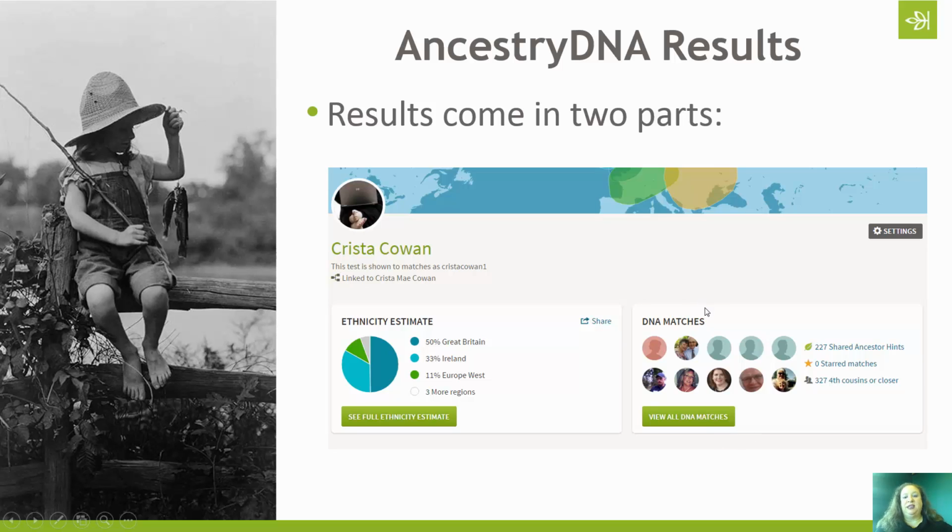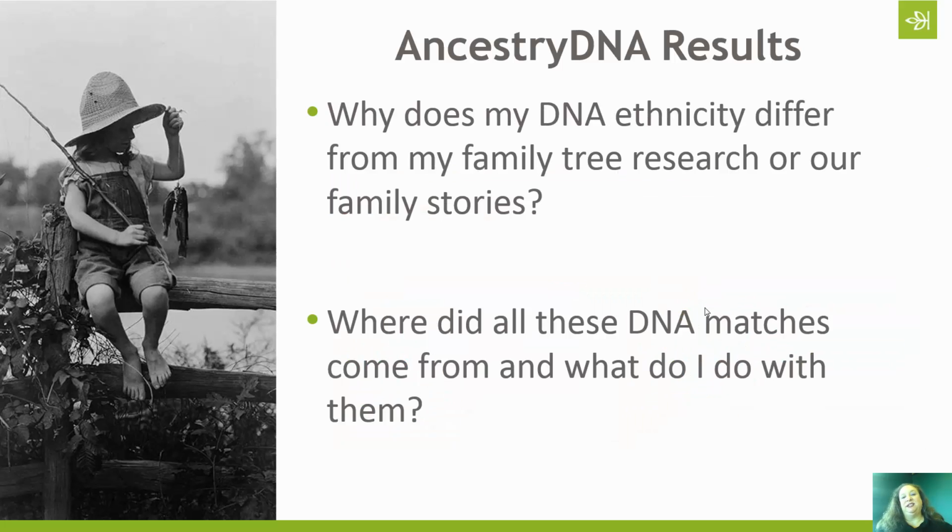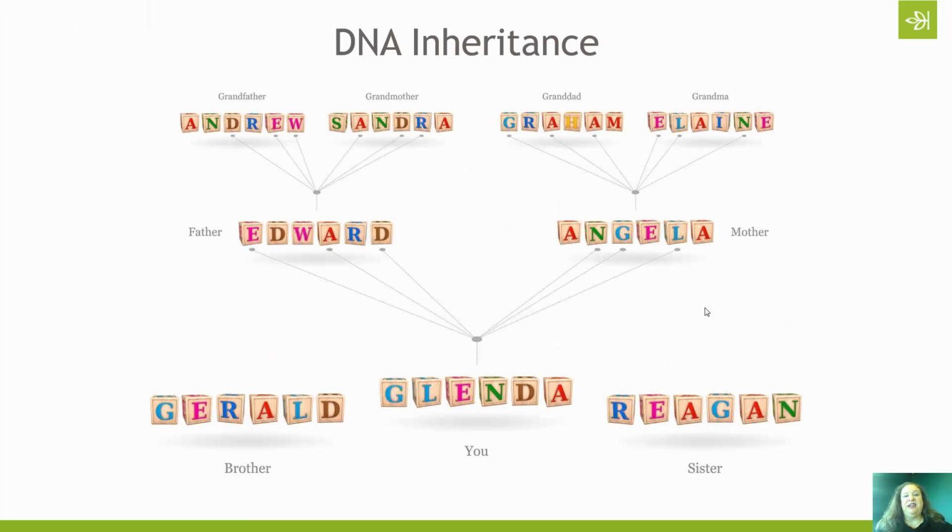We'll talk about the ethnicity estimates in part 1 today, and then we'll talk about the DNA matches in part 2. The specific questions that we're going to answer are, why does my DNA ethnicity differ from my family tree research or our family stories? And then in part 2, we're going to talk about where did all those DNA matches come from and what do you do with them. So let's dive in and talk about the ethnicity estimate.